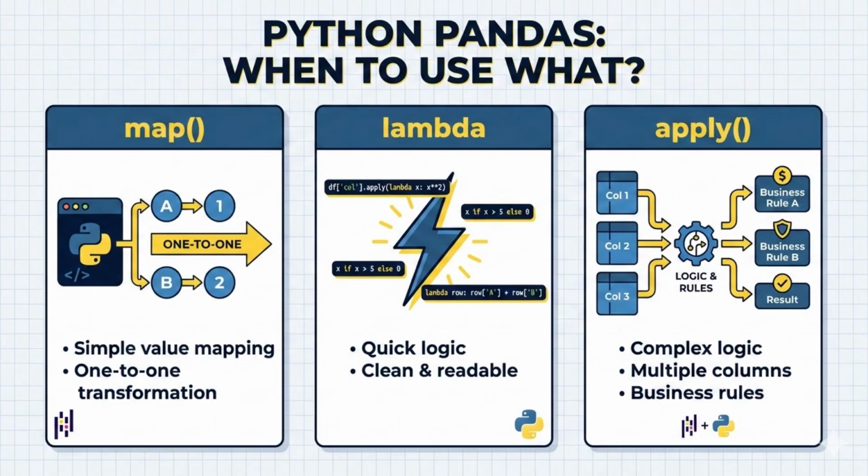Okay, so now when to use what? Here is the simplification of these functions. First, the map function is for simple value mapping or one-to-one transformation. The lambda function is for quick logic, clean and readable. The apply function is for complex logic, multiple columns and business rules. And if you know this, you are already at job-ready level.